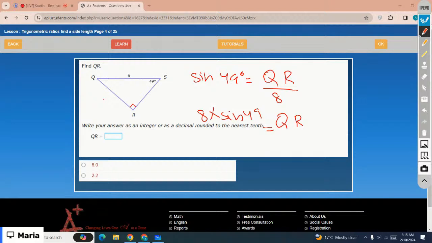Sine 49 equals 0.7547. 0.7547 times 8, that is 6.0. The correct option is 6. Got it? The correct option is 6.